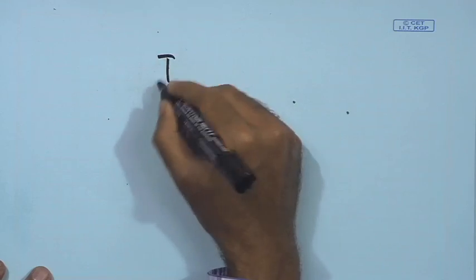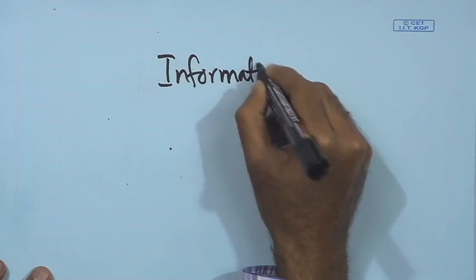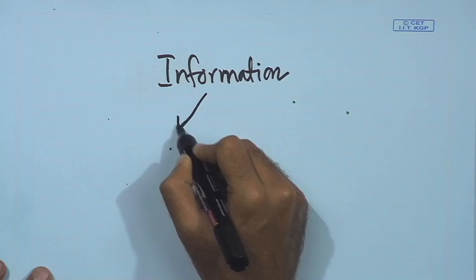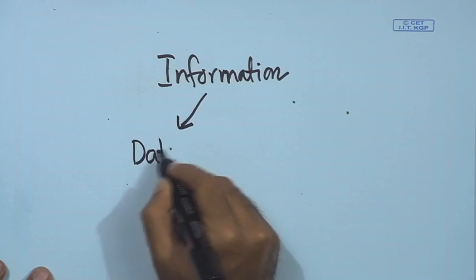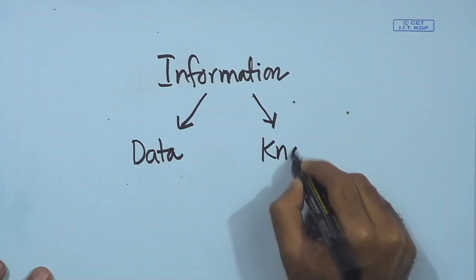As we talk about this, there are two different aspects of information which surface. One aspect of information is data and the other aspect of information is knowledge.